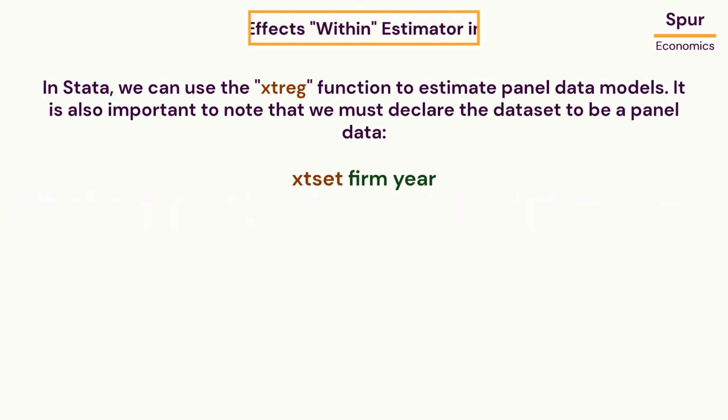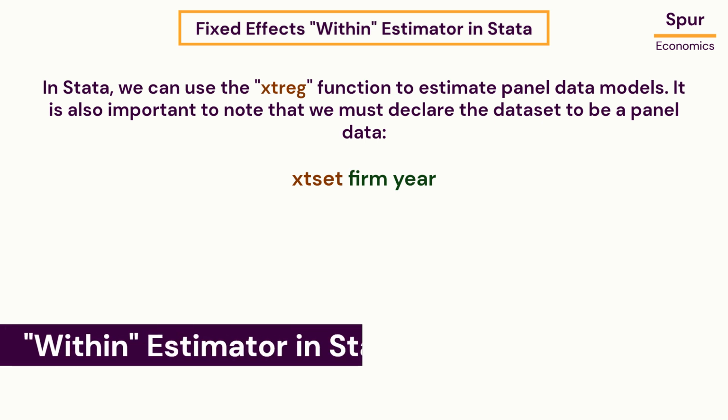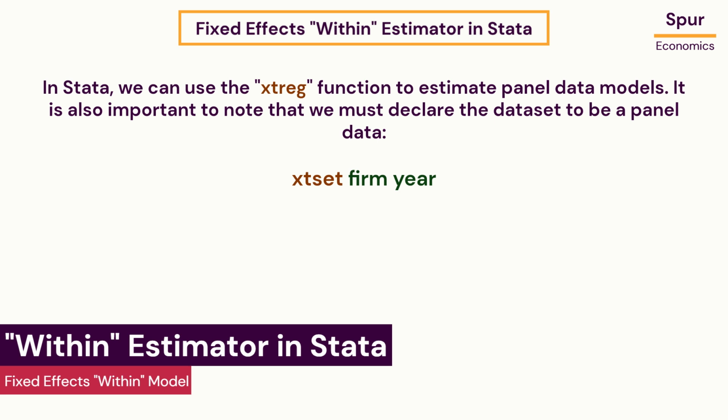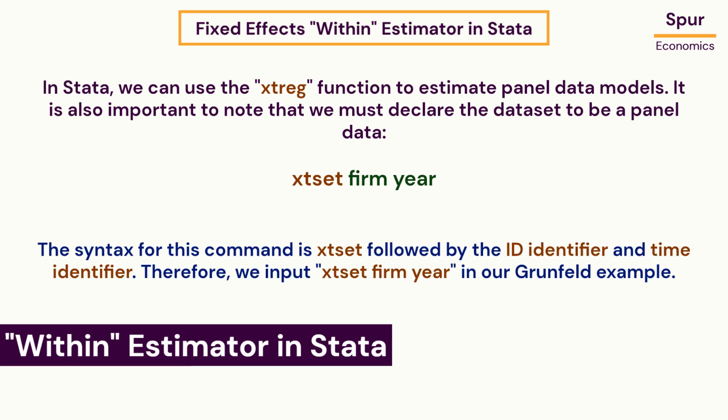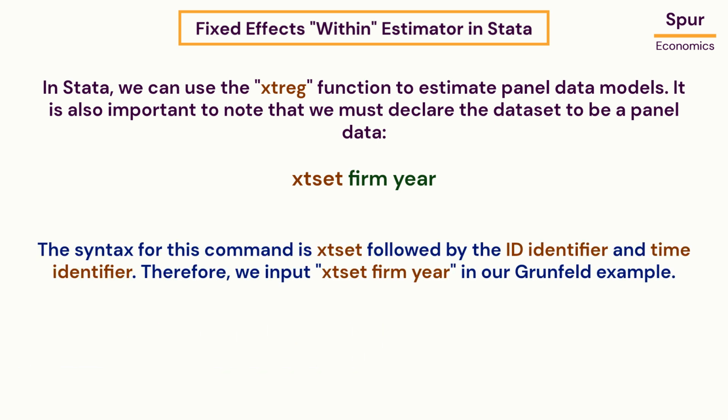In Stata, we can use the xtreg function to estimate panel data models. It is also important to note that we must declare the dataset to be a panel data using the xtset command shown here. The syntax for this command is xtset followed by the ID identifier and time identifier. Therefore, we input xtset firm year in our Grunfeld example.